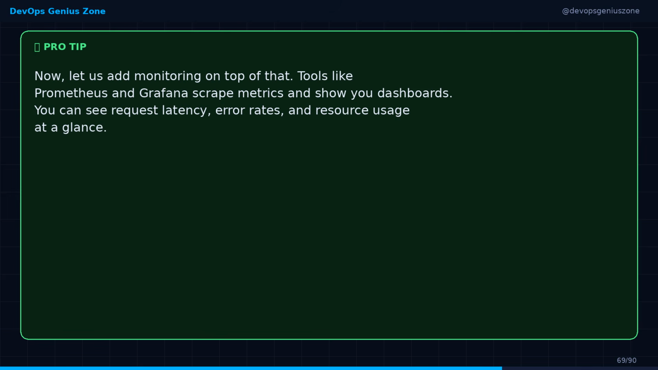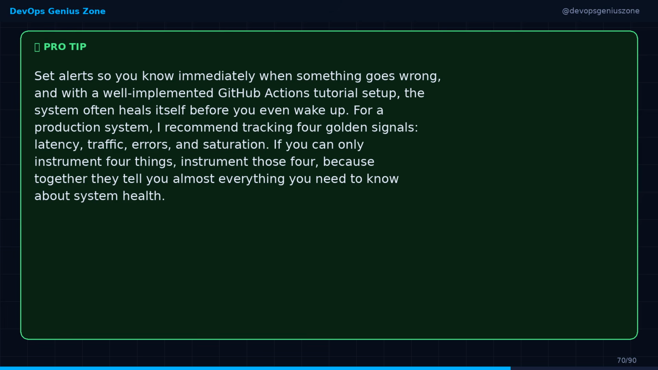For a production system, I recommend tracking 4 golden signals: latency, traffic, errors, and saturation. If you can only instrument 4 things, instrument those 4, because together they tell you almost everything you need to know about system health.